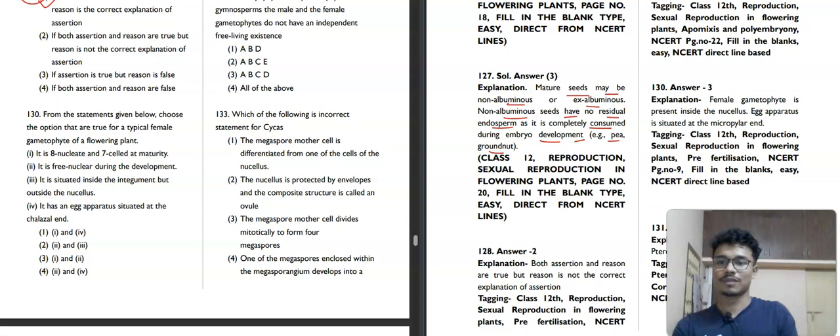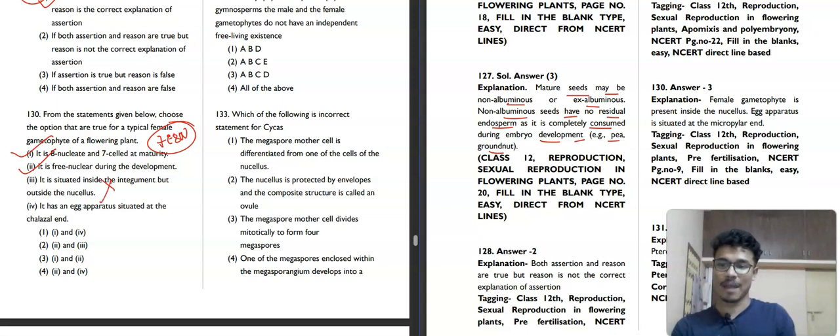It is saying that from the statements given below, choose the option that is true for a typical female gametophyte of a flowering plant. Okay, let's choose. It is 8 nucleate and 7 celled. We have to know this: 7 celled, 8 nucleate. So it is correct. Then it is free nuclear during development. Absolutely correct. It is situated inside the integument but outside the nucellus. This is not correct, because the female gametophyte is present inside the nucellus. So it is not correct.